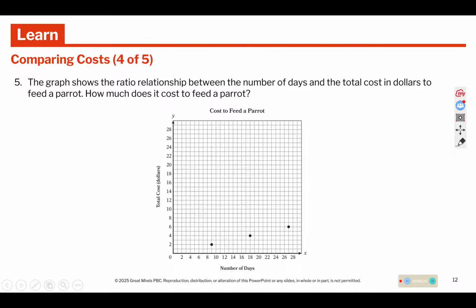The graph shows the ratio relationship between the number of days and the total cost in dollars to feed a parrot. How much does it cost to feed a parrot? If we look at this point here, for 9 days, it costs $2.